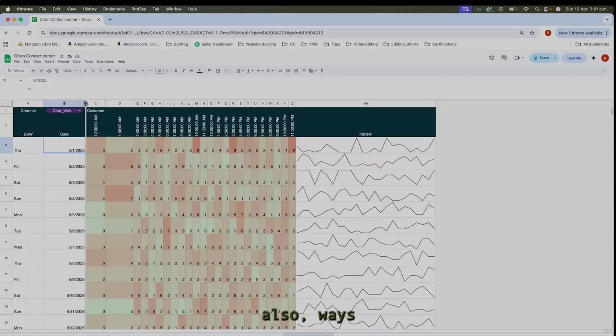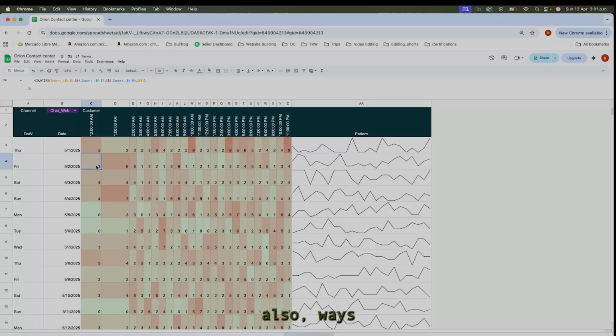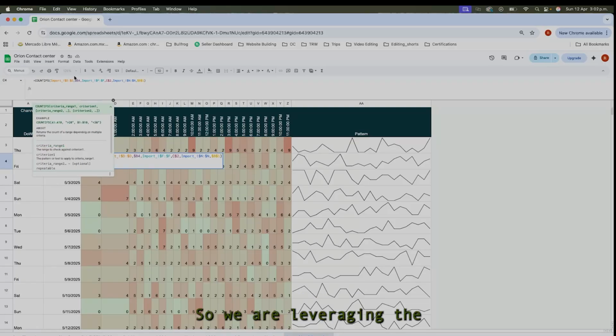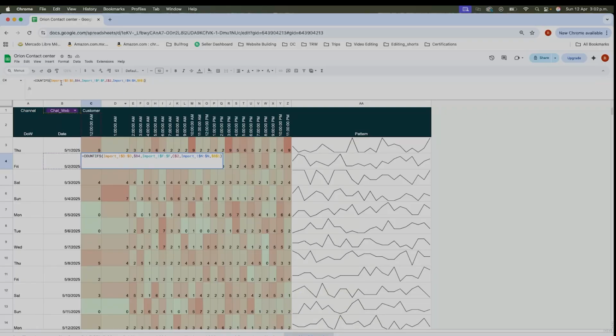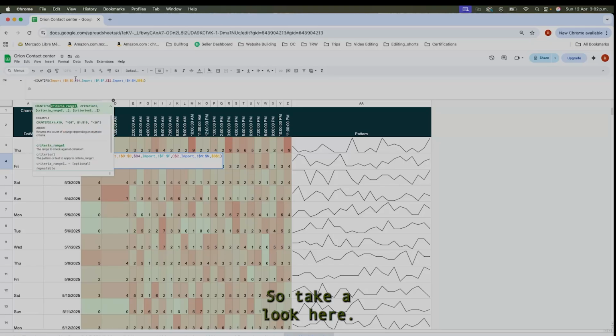There are also formulas and analyses that tell you that you need this amount of people, but we are not going to get into that right now. This is an introductory course to know how the formulas work. So we are leveraging the COUNTIFS formula. So take a look here.